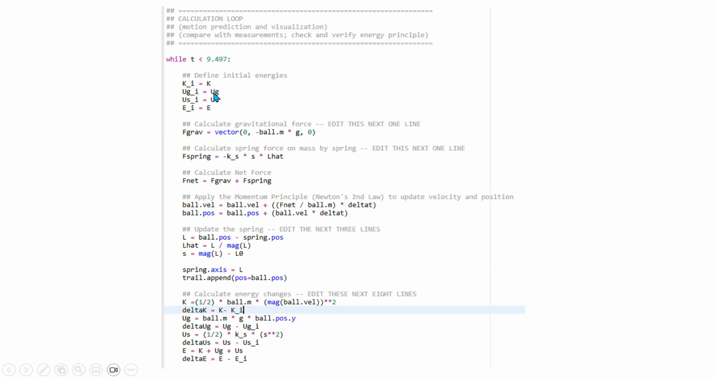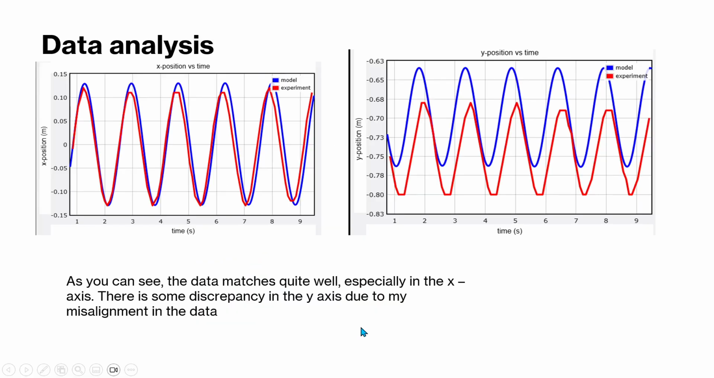And then let's look at our actual calculation loop. 9.497, this is the final value in the actual tracker data. Then we have our initial energies. We have the gravitational force, which is minus mg. We have our spring force, which is minus ks, s times L hat. We have the net force, velocity, position, which is from Newton's second law. We have the updates, and then we have the actual energy calculations here in these 8 lines.